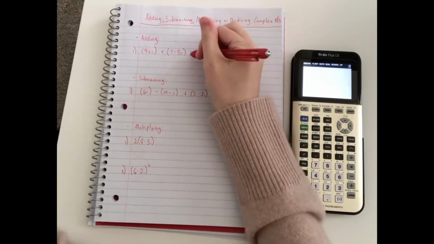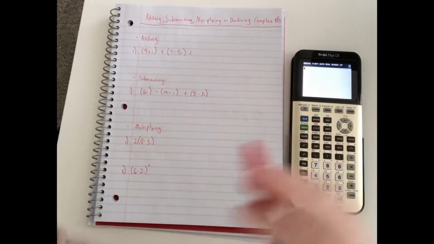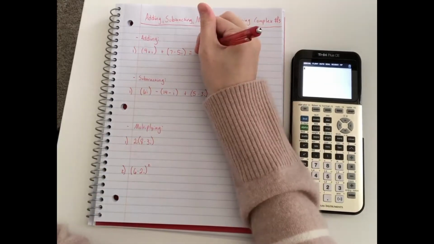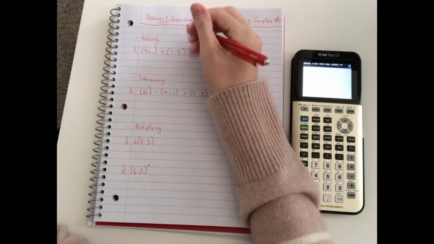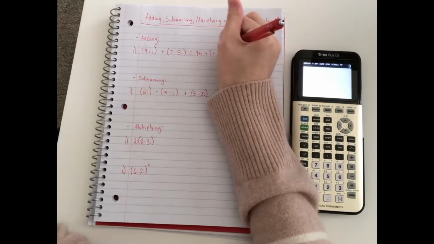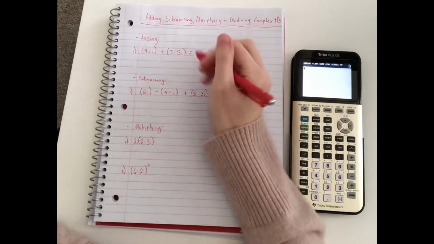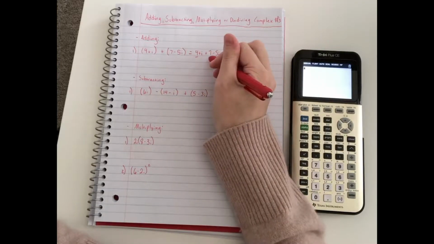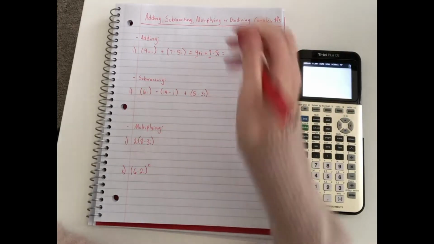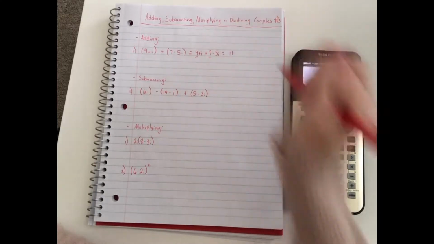When adding, of course, there's no need for parentheses because no signs change, so we can just rewrite this as 4 plus i plus 7 minus 5i. And then we're just going to combine our like terms and simplify. So we have a 4 and a 7. So 4 plus 7 is going to give us 11.